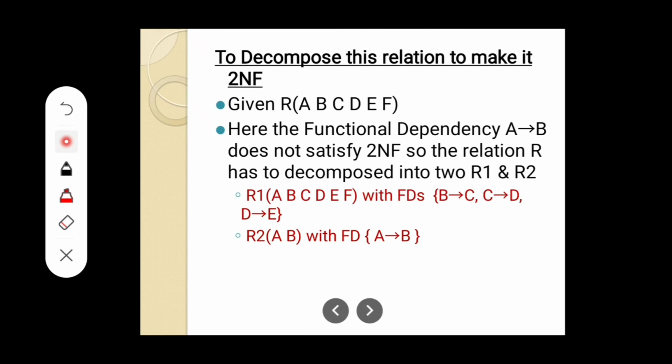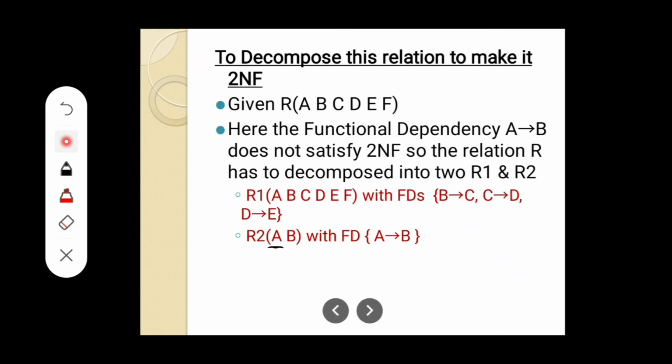For this A determines B, we will take one separate relation R2. This R2 will be having attributes A and B. Why? Because this functional dependency is having A and B. So we will be choosing R2 of A comma B, or R2 of AB. In that, this A will be the candidate key.